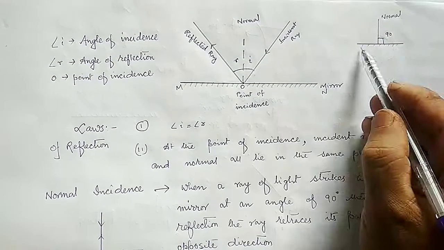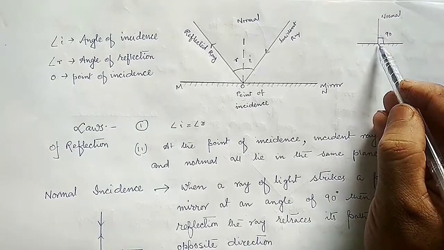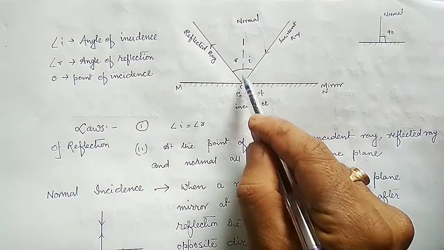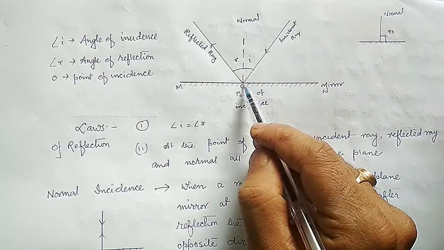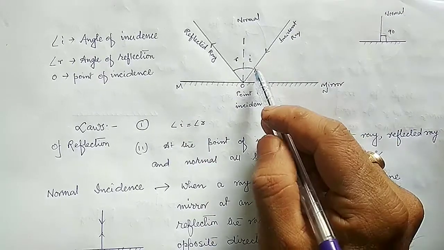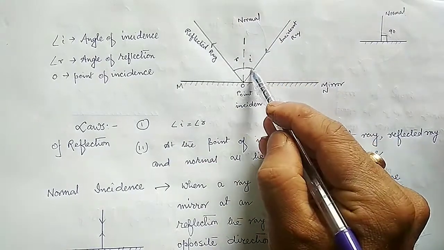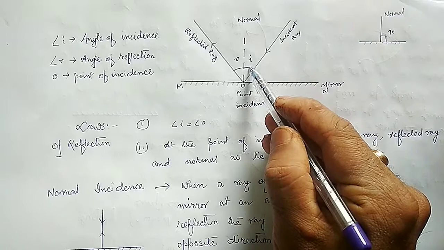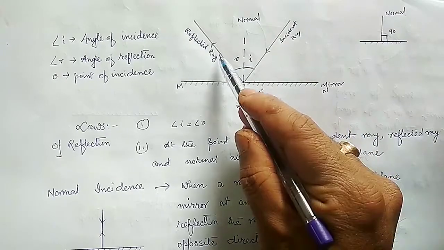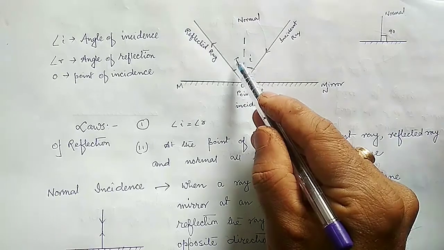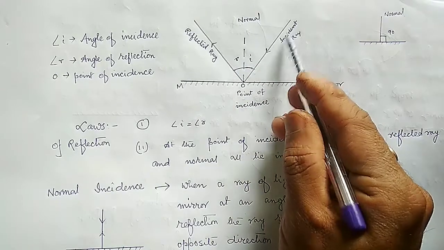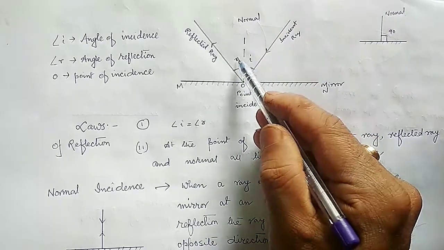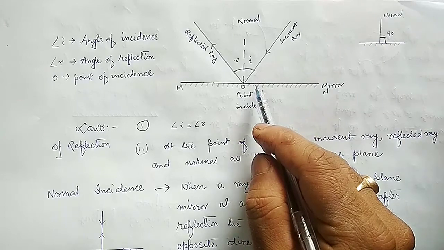Suppose this is the mirror and this is a line which makes an angle of 90 degrees with it, then this line is called the normal. Here this dotted line is the normal because it makes 90 degrees with MN. The angle between the incident ray and the normal is called the angle of incidence, and the angle between the reflected ray and the normal is called the angle of reflection. I hope the terms incident ray, reflected ray, normal, angle of incidence, angle of reflection, and point of incidence are now clear.